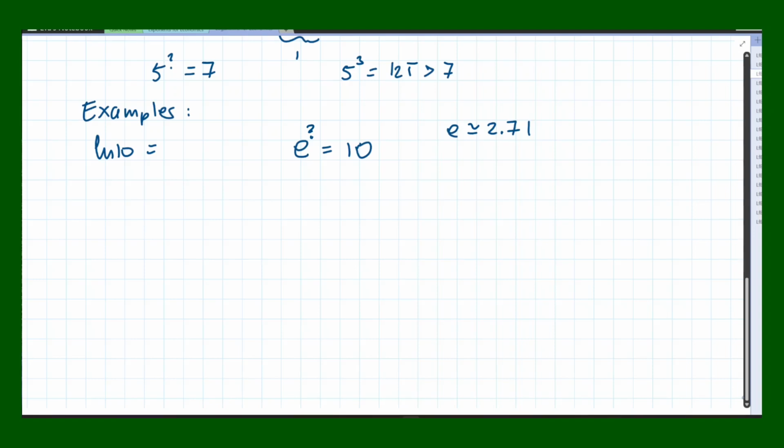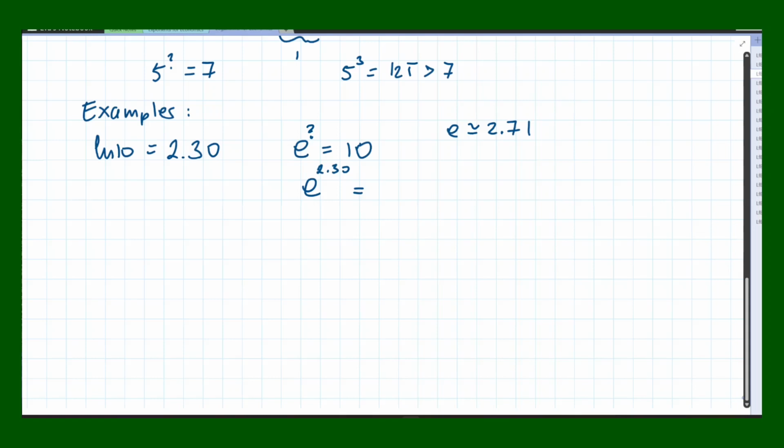It's going to give me 2.30 to 2 decimal places. It's always a good practice to round your answers to 2 decimal places. So what does this mean? Well, it means that if I was to raise e to more or less the 2.30 power, I should be getting 10. Let us check that.